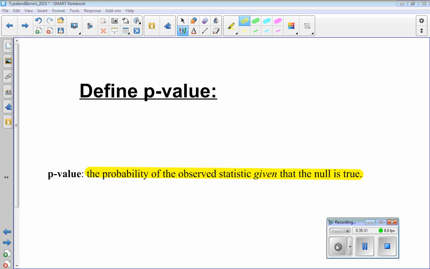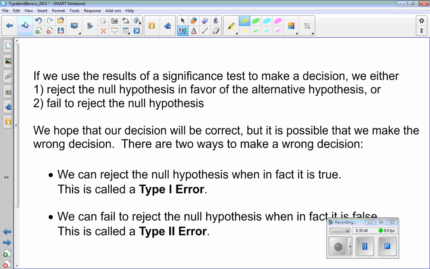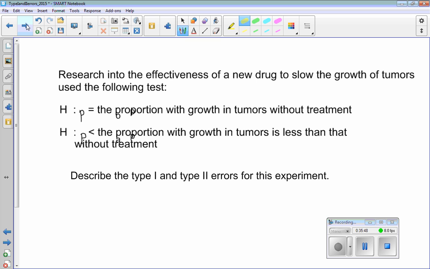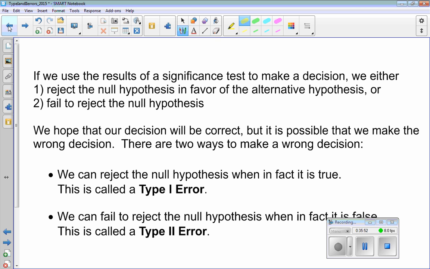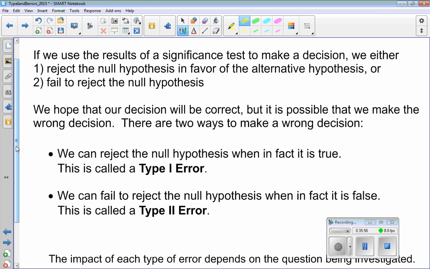Now, the null hypothesis may be true, it may be false, but the p-value assumes that it's a true thing. We already know this. This is what we need to know. What is a type 1 versus a type 2 error? So these are the definitions of them.